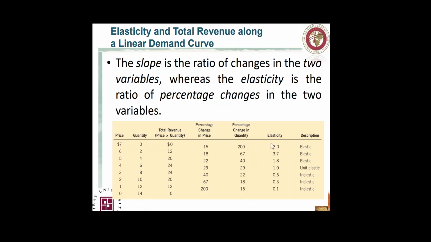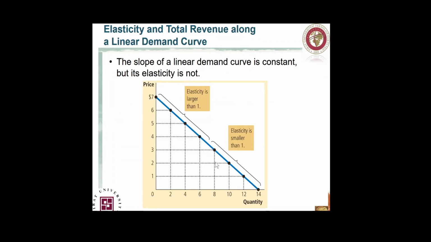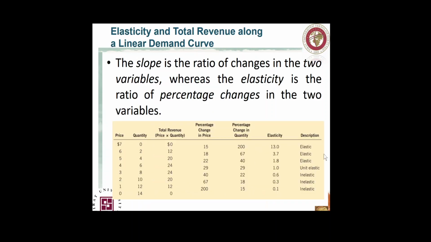Now, for example, for the first one, the elasticity is 13. That's very elastic. So you see the price is high, quantity demanded 0. That means people are not interested. Okay, that's very elastic, and that's somewhere here. See? So elasticity closer to the high prices in any straight line is usually larger than 1, and that refers to an elastic demand.